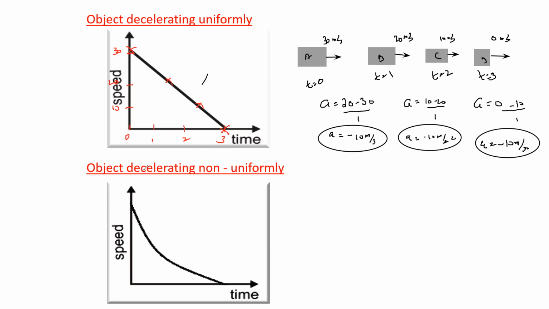And the last part is non-uniform deceleration, which means deceleration is not the same or not constant. Like maybe in the beginning it is changing faster, but then the change is decreasing. Speed is decreasing as well as the change is also decreasing.